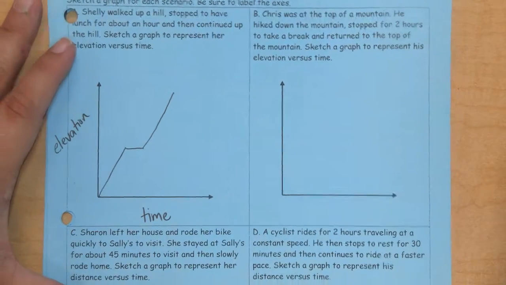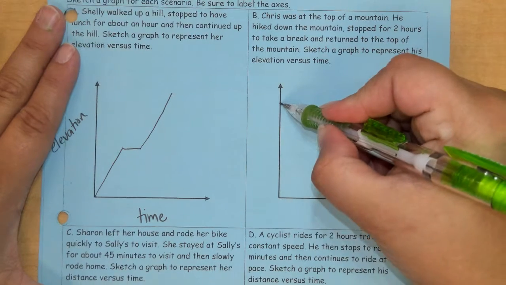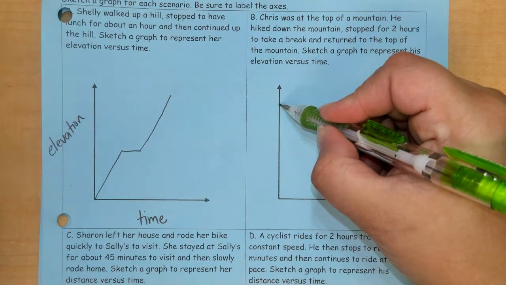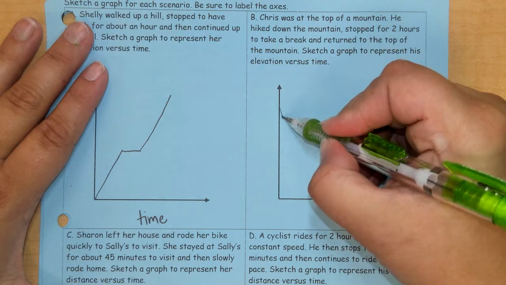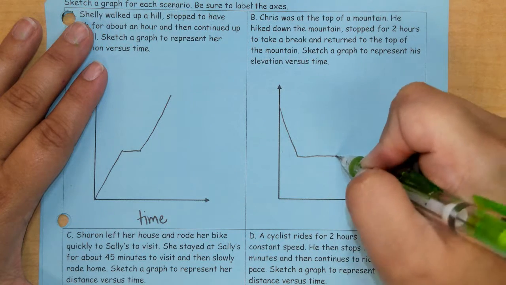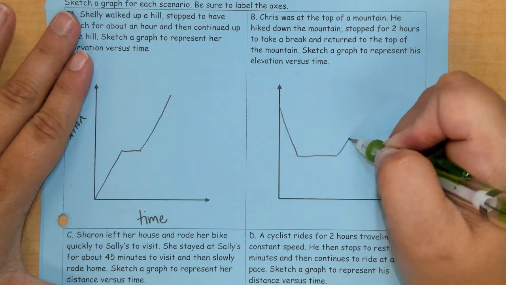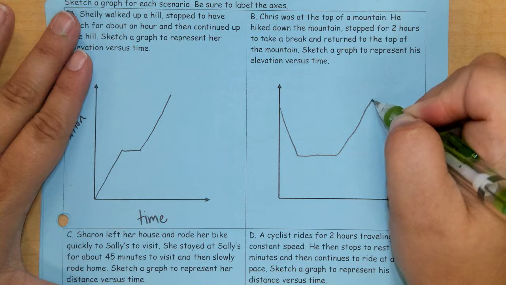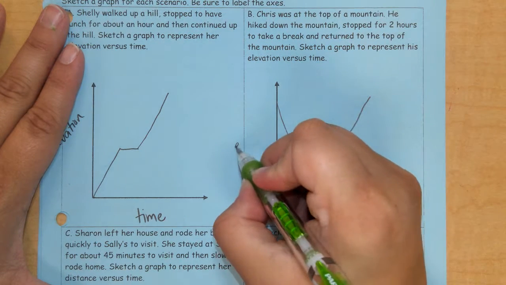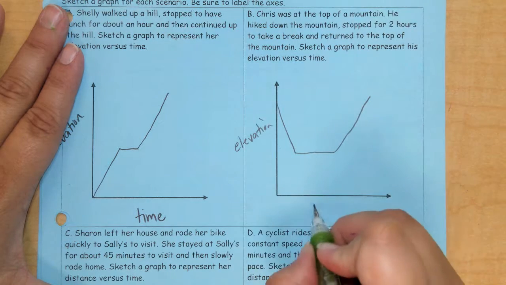For part B, Chris is at the top of a mountain. So if he's at the top of the mountain, we're going to start up here. He hikes down the mountain. He stops for 2 hours, so quite a bit of time he stops to take a break, and then he returns to the top of the mountain. So we're going back up. Okay? Again, this is elevation versus time.